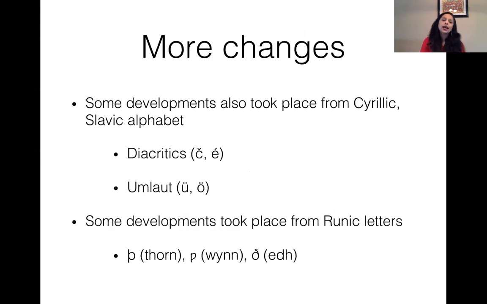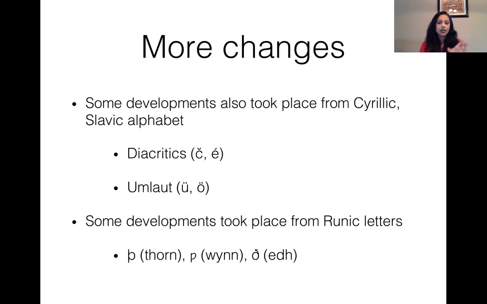Some more changes that happened was there was some borrowing from Cyrillic and the Slavic alphabet, and these were all the diacritics that you see, like the ch, the a, and the umlaut from Germanic languages like u and o, etc. And also some developments that took place from the runic letters, the thorn, the wynn, and the eth symbol, which you will see quite a bit in the Old English and towards the beginning of Middle English.